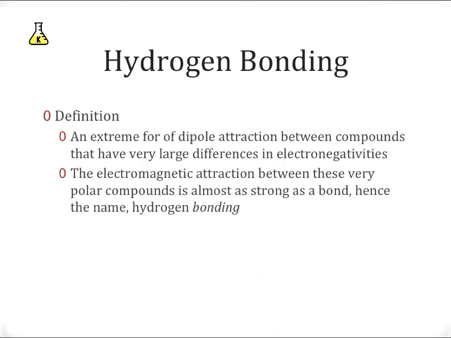So let's start with a definition of what hydrogen bonding actually is. It's basically simply an extreme form of the dipole-dipole forces we talked about in the previous intermolecular force. And this extreme dipole attraction is caused by very large differences in electronegativities. If you recall from our previous chapter, this simply means that these compounds are more polar than most, and as a result, the electromagnetic attraction between them is stronger than most.